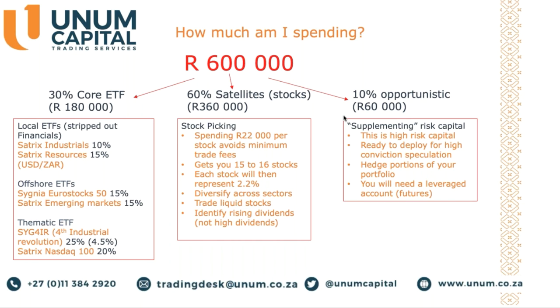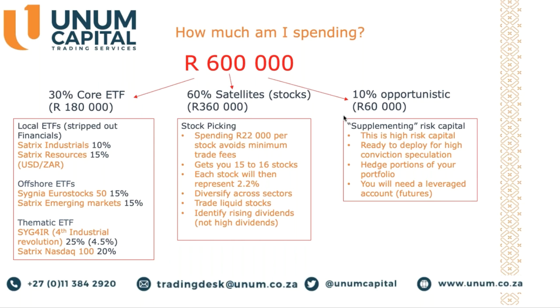But even if you pick stocks now, and you're only spending 22,000 Rand per stock, that's so that you avoid minimum trade fees, depending on who your broker is. With that, you can buy 15 to 16 stocks, and that's enough. That's plenty. You can over-diversify yourself into no returns. Okay? So in my mind, 15 stocks is tops because you've got a core of good stuff that buys you the protection that you need and you've thrown your net wider.